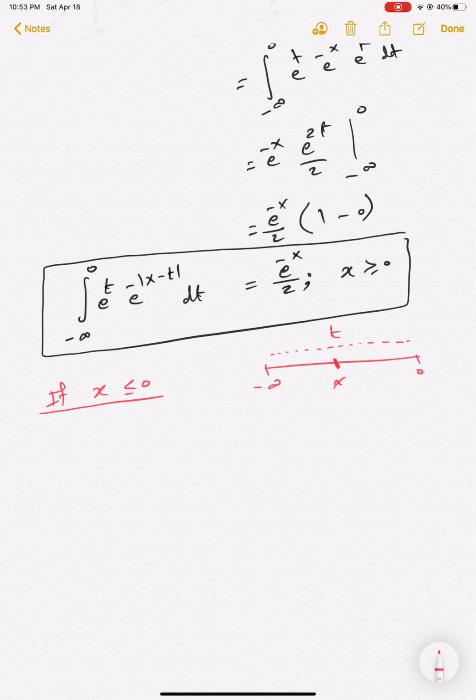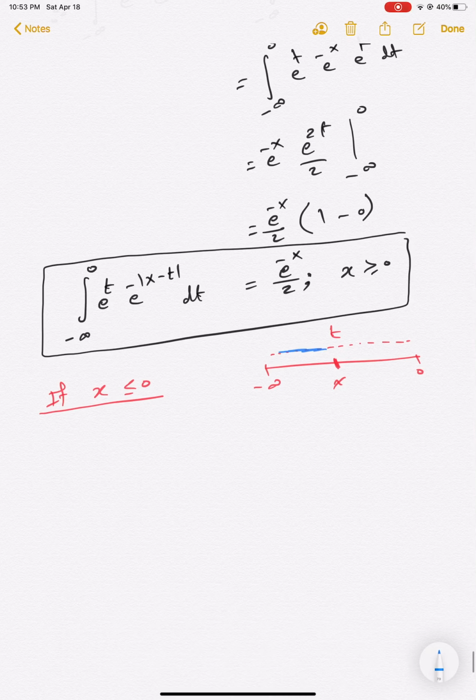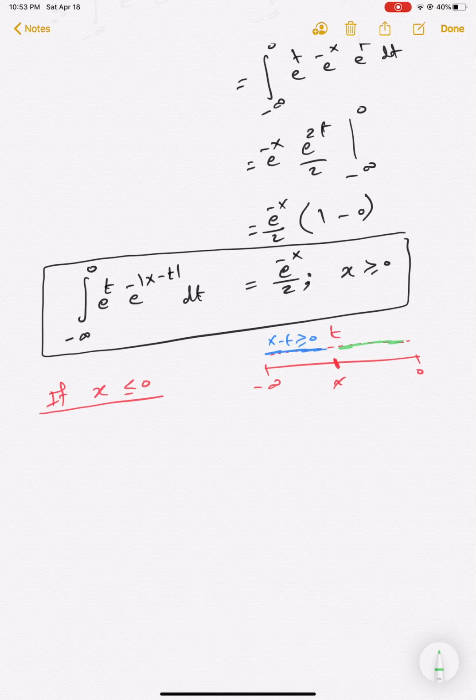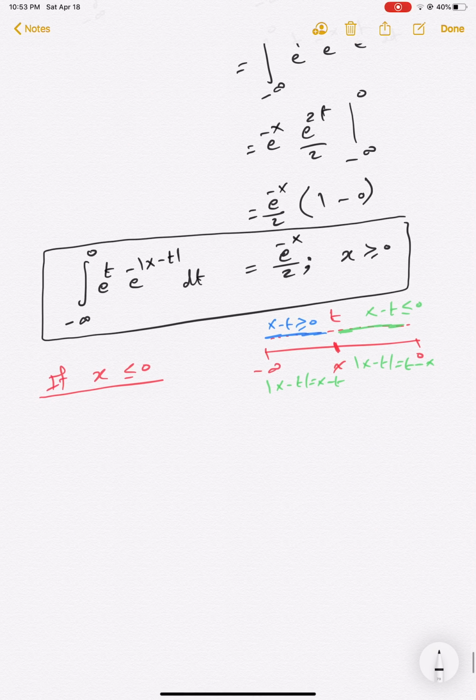Now, if t was in this area before the x, in that case, x minus t would be positive. But if t was on the other side, in this area, in that case, x minus t will be negative, right? So in this case, the absolute value of x minus t is the same thing, but in this case, x minus t would be t minus x. So now we compute the integral.